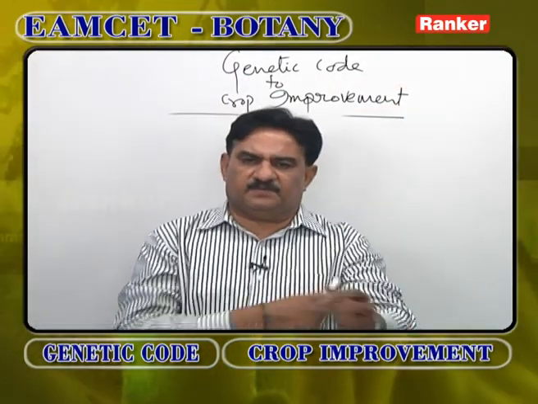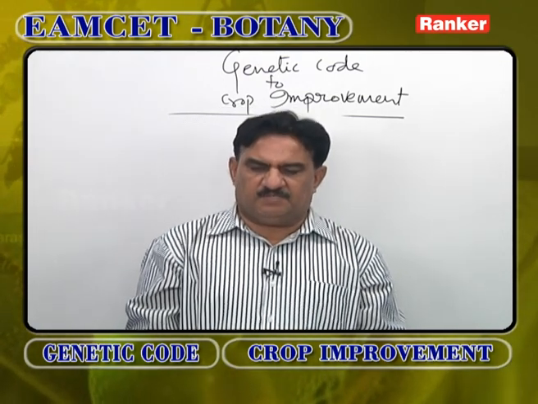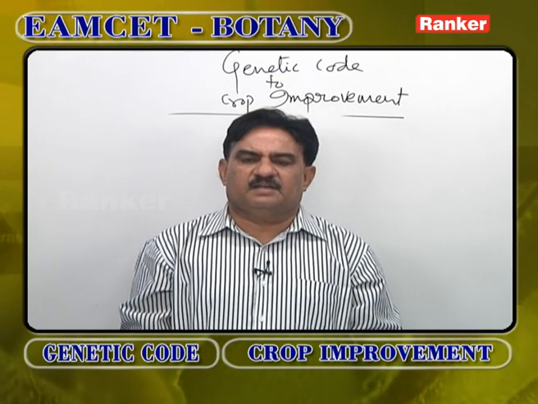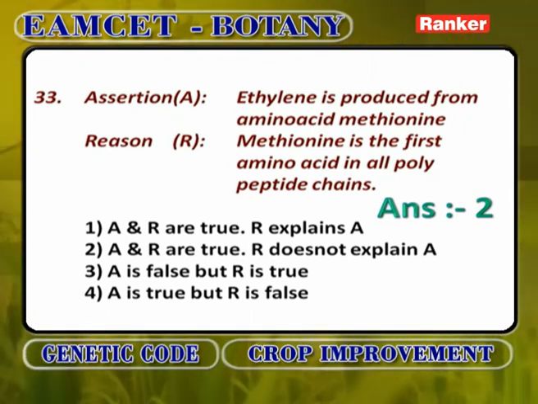Ethylene is produced from methionine is correct, but ethylene is not produced from methionine because it is the first amino acid in all polypeptide chains. So A and R are correct. R does not explain A, or R is not the correct explanation of A. Second option.